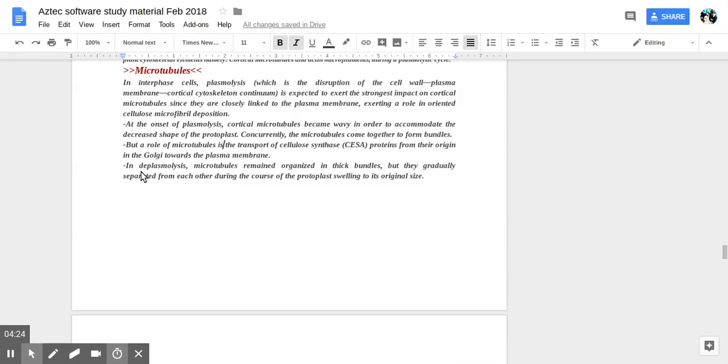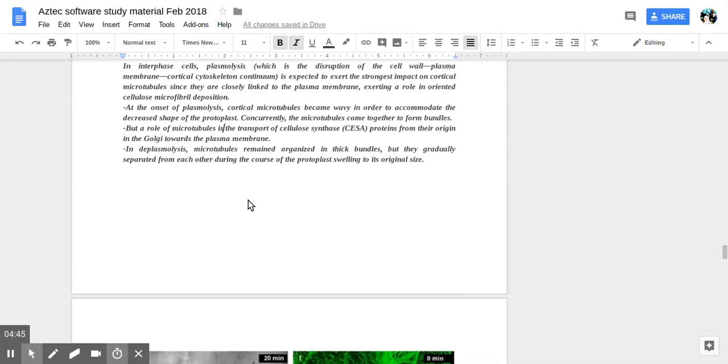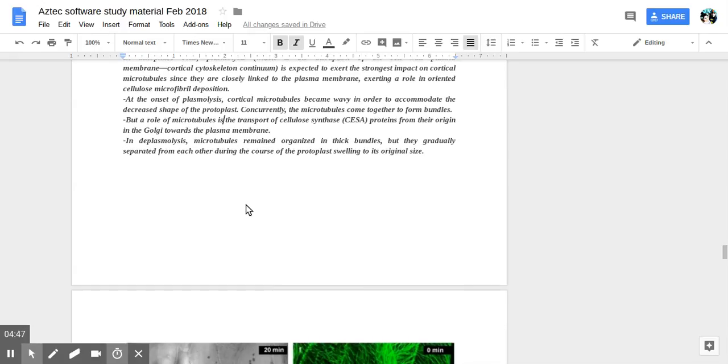In deplasmolysis, microtubules remain organized in thick bundles, but they are gradually separated from each other during the course of the protoplast swelling to its original size. That would be a plant, right?